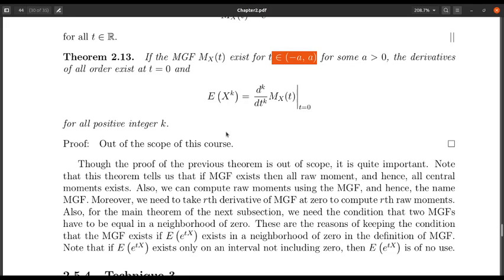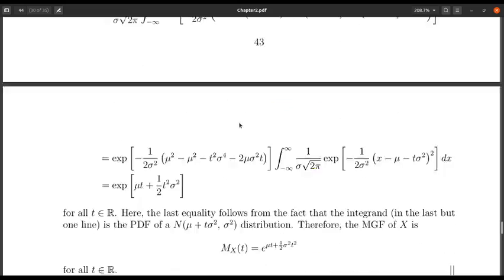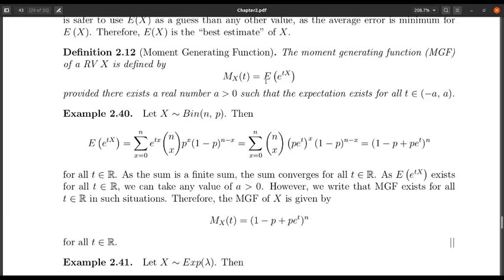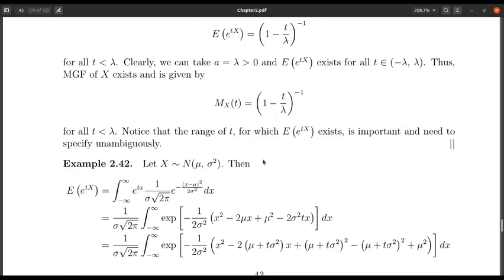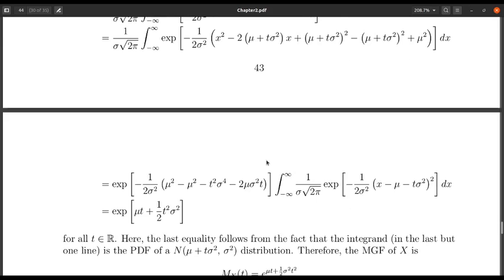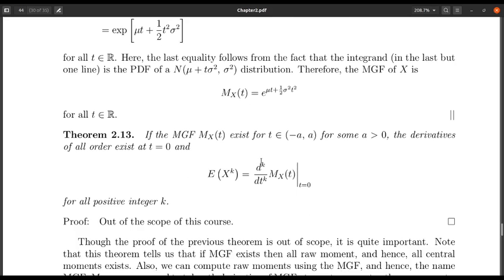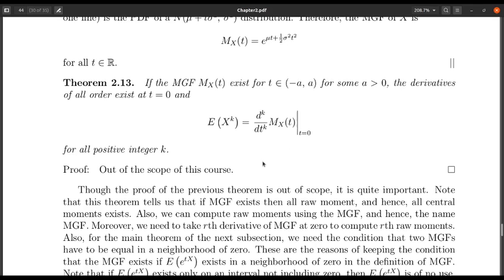That's why this is important, and this is one of the reasons why we put that condition in the definition: we say the moment generating function exists if this expectation exists in a neighborhood around the point 0. In the next theorem we are going to discuss, we will see that we need the same condition there also. So the moment generating function is helpful only if the expectation of e to the power tX exists in a neighborhood around the point 0. That condition is itself given in the definition, and that is the only reason why we keep this condition in the definition.